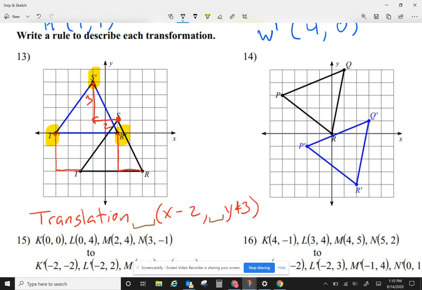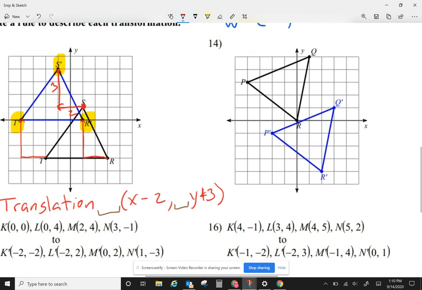I do have to type in the word translation, though. You might not like to be typing translation a lot, but you do have to type in the word translation. So looking at number 14, follow a point. Once again, I start with black and finish with blue. The way you can see is that in blue, everything has an apostrophe. So Q prime, P prime, R prime. That's how I know the blue came after.